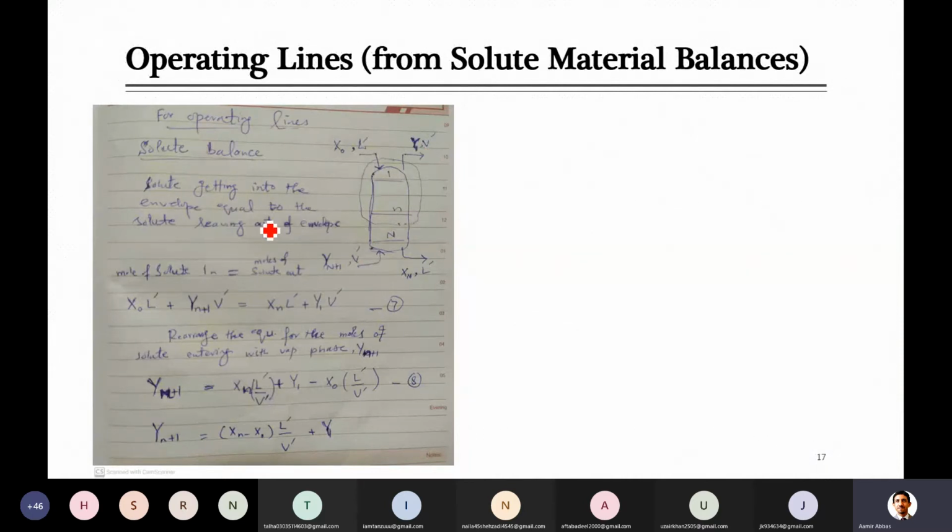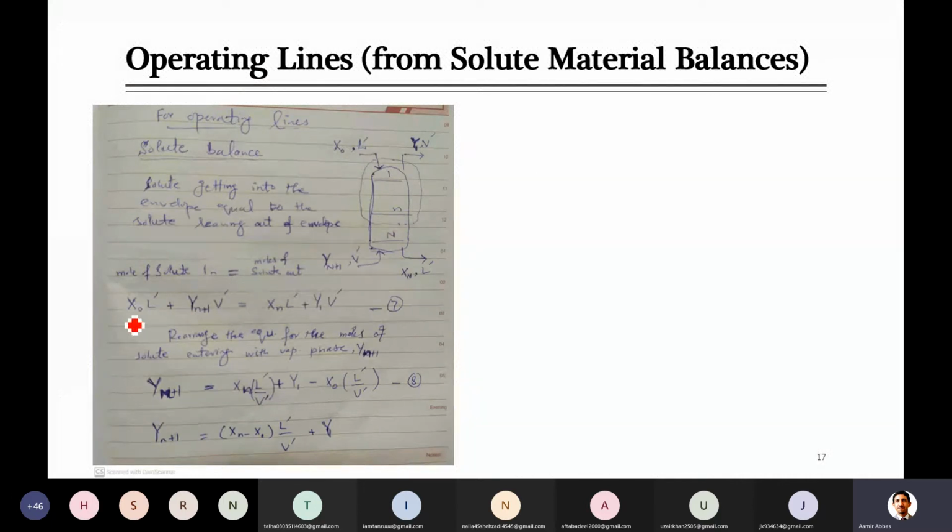Here it is also considered. So when you apply the balance on this, as it is steady state in this column, there is no accumulation and no reaction taking place. So input of the solute will simply be equal to output of the solute. Then we have to find the input of the solute, or moles of solute getting into the system, which can be written in the form of these symbols.